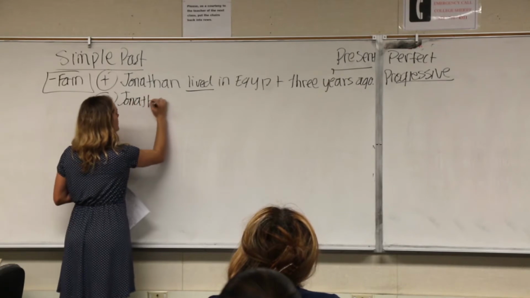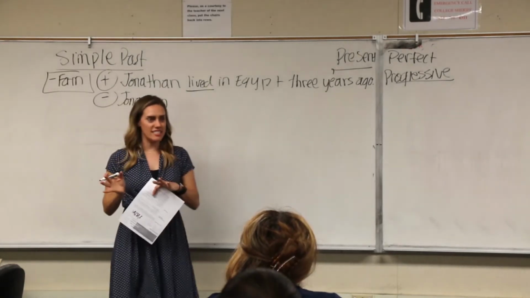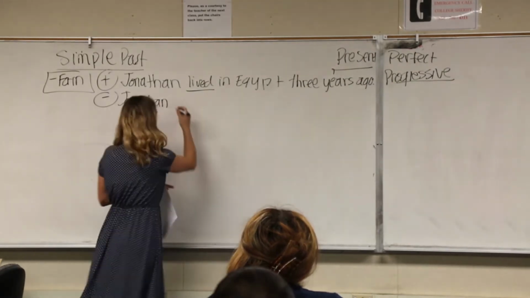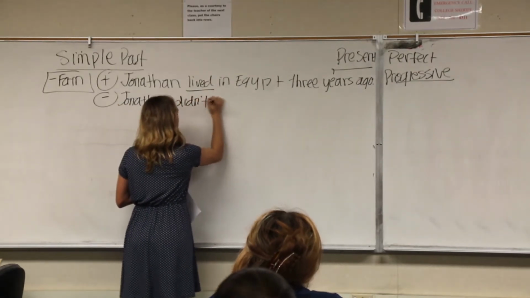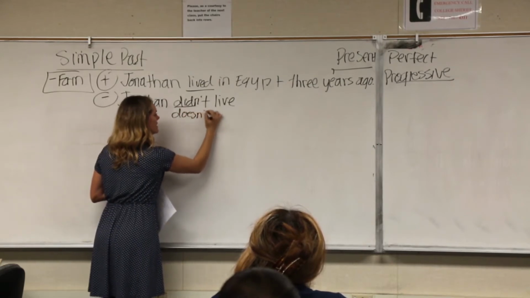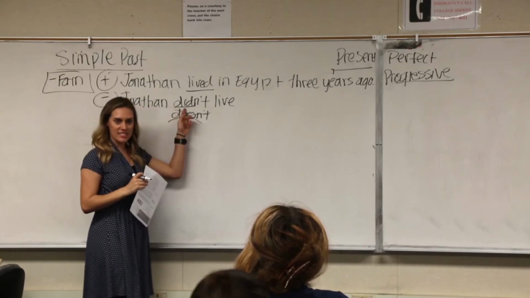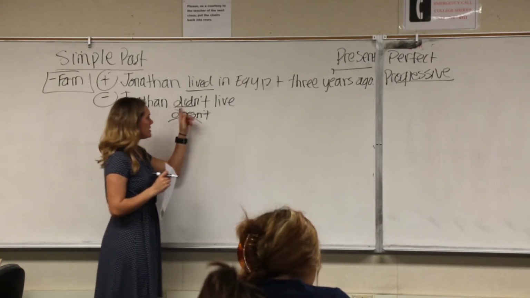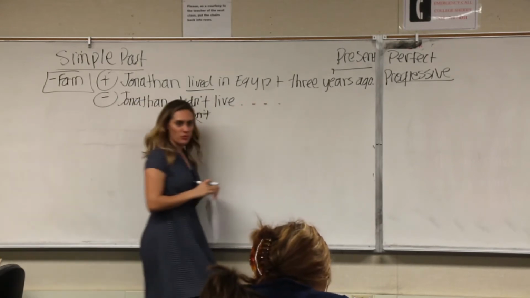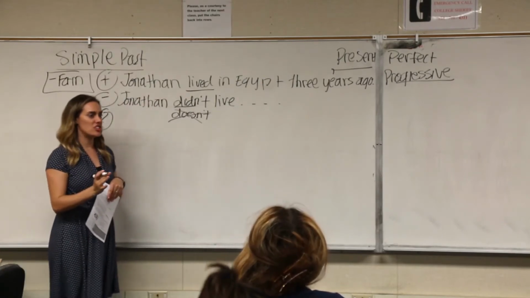Doesn't or didn't? Wait, why are we using didn't and not doesn't? Because it's the past. It's the past, right? Okay, so didn't live in Egypt 3 years ago. Okay, good. How do I make a yes/no question?